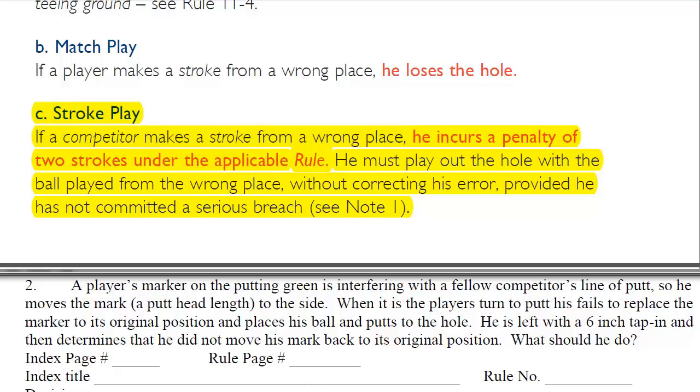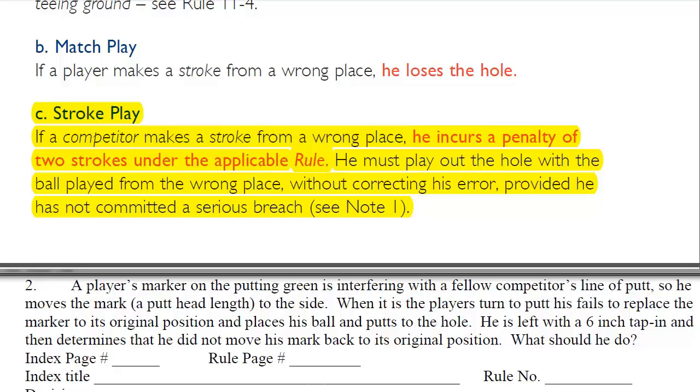Okay, so if a competitor makes a stroke, which he did, the stroke was part of that, because if he had just placed his ball and then figured it out, he's able to correct his mistake before he played a shot. So if the competitor makes a stroke from a wrong place, he incurs a penalty of 2 strokes under the applicable rule. He must play out the hole with the ball played from the wrong place without correcting his error, provided he has not committed a serious breach.